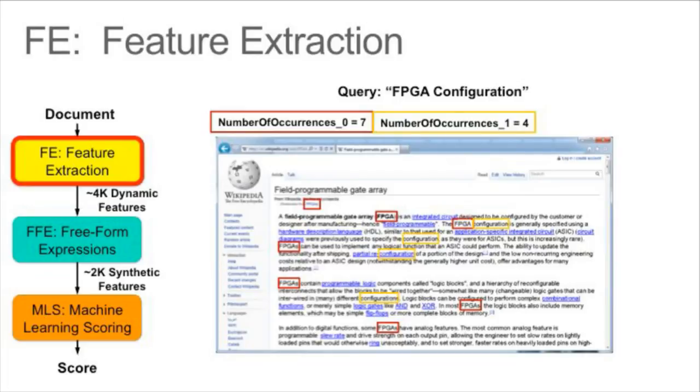And then how many occurrences do we see of the term configuration, you know, query term 1? Well, there are 4 of those. And how many times do I see a tuple of terms 0 and 1, FPGA and then configuration?